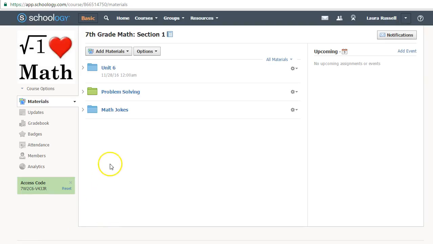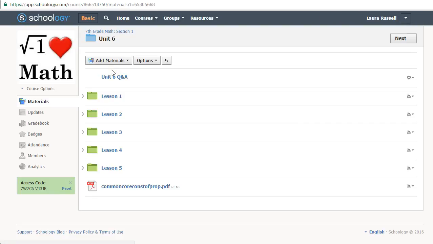The unit that I decided to flip is from my 7th grade math curriculum, and it happened to be Unit 6, and it's all about proportionality. And so the organization of this is that when students come, they'll see this, and so they can either open up Unit 6, or they can go to problem solving, or they can go to the folder for math jokes. So in the future, if I continue to use the flip model with success, I would add more units to this page, obviously, but this is just the starting ground for me.